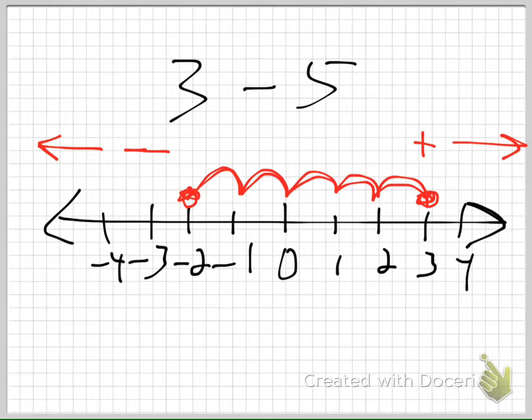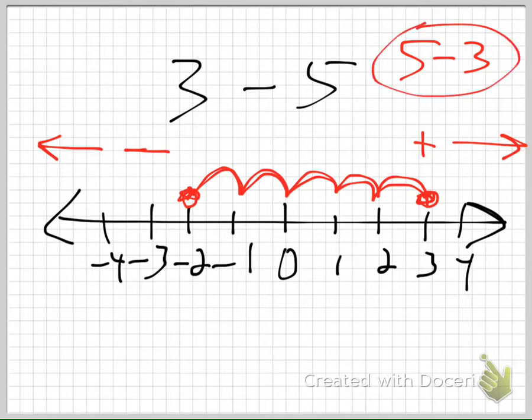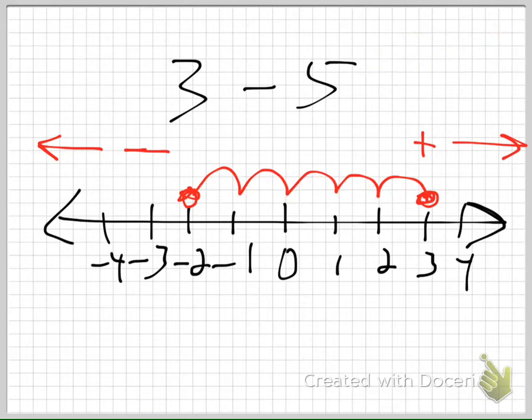Another way of thinking about it is to actually switch these things around. You already know it's going to be a negative number. You already know that, right? You had 3, you take away 5. You switch it around and you go, what's 5 minus 3? 2. You already knew it was negative, so the answer is negative 2. Does that make sense? Let's try another one.